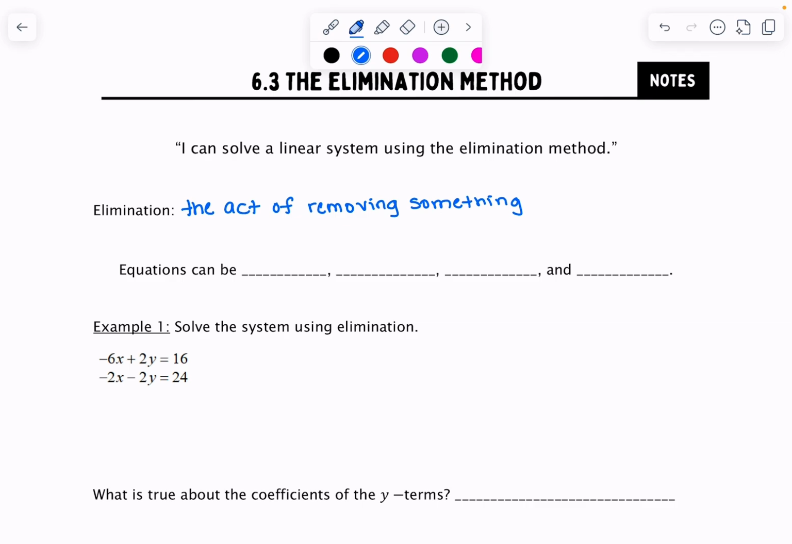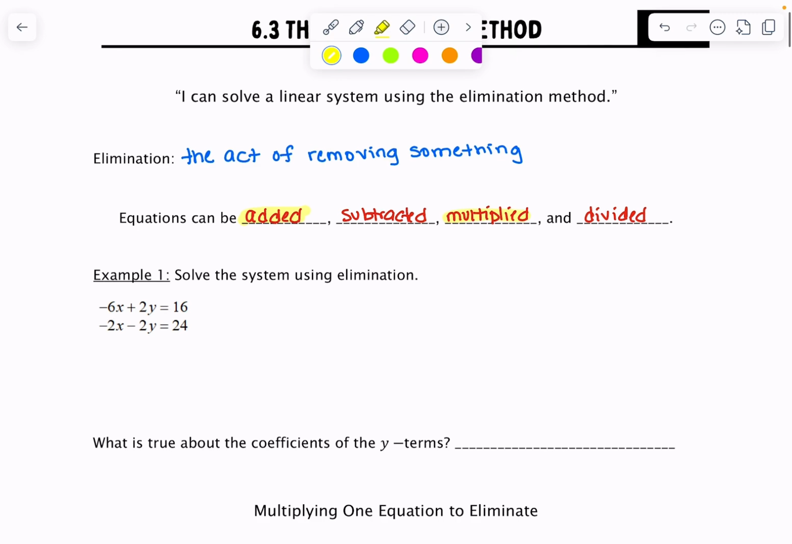We're going to do that by looking at both equations in the system. It's important to note here that equations can be added together, just like numbers. They can be subtracted. They can be multiplied. And they can be divided. We're going to focus mostly on adding them and multiplying them in today's lesson. So let's first take a look at just adding.